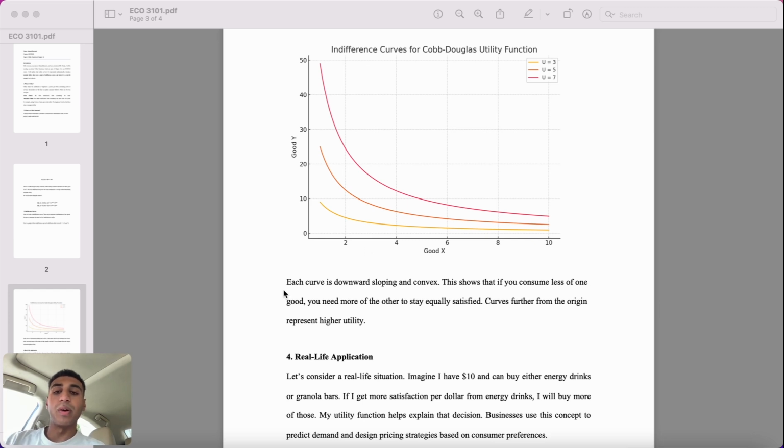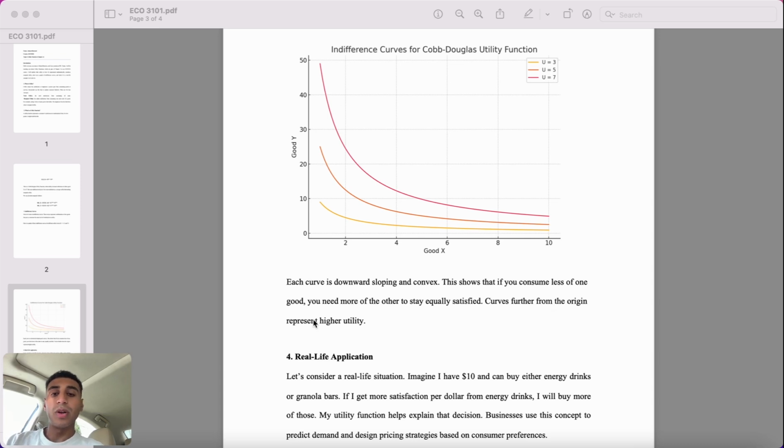Let's know more about the graph. Each curve is downward sloping and convex, as you guys can see. This shows that if you consume less of one good, you need more of the other to stay equally satisfied. So that is basically what the graph represents. Whenever somebody reads the graph, they can understand what it means: if you consume less of one good, you need more of the other to stay equally satisfied.